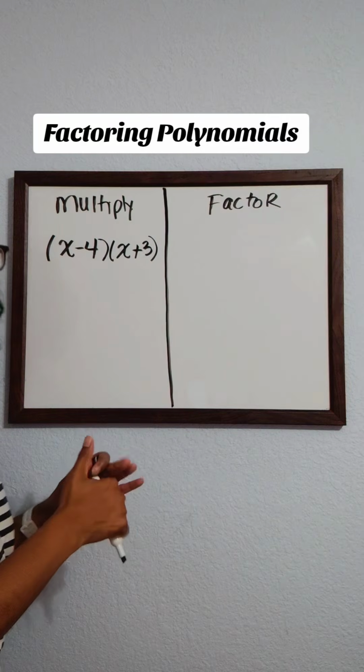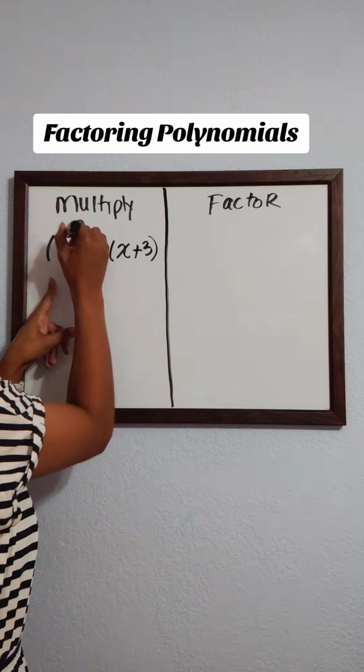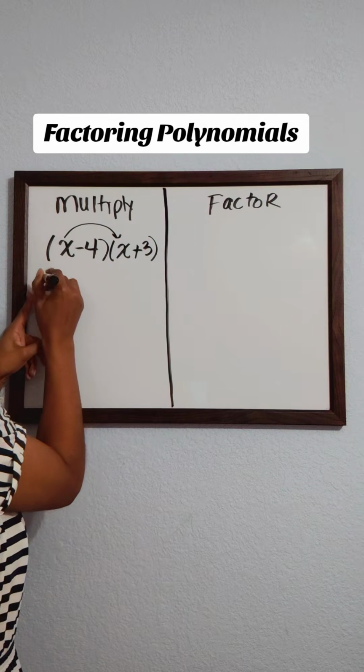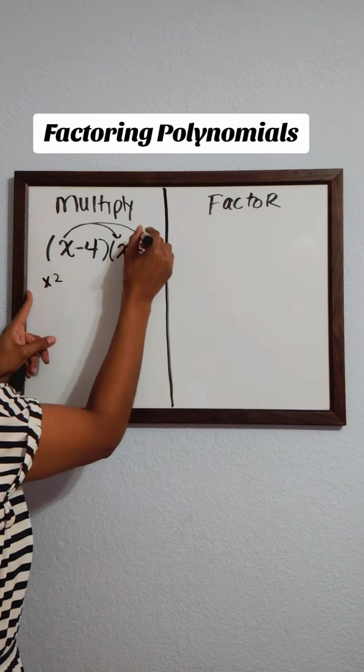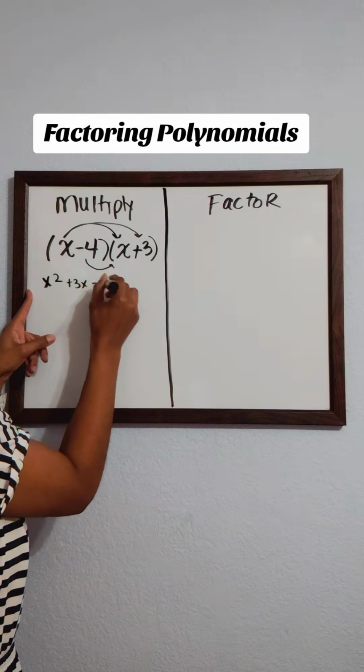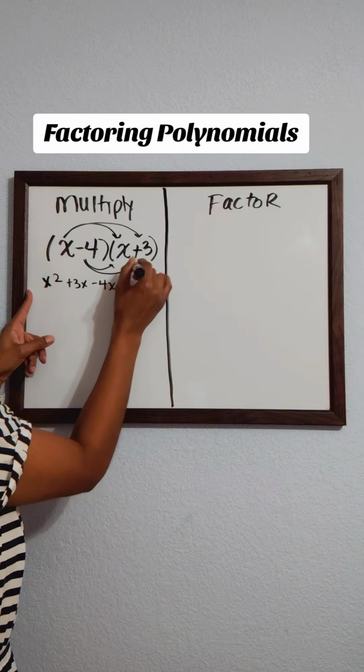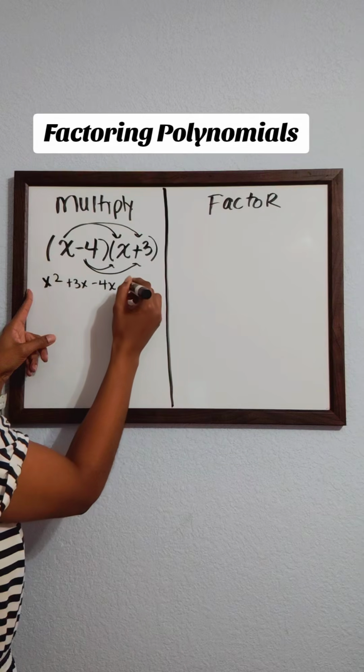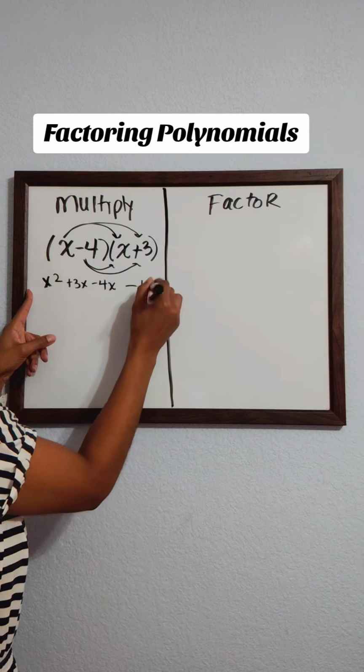Here we're going to use the FOIL method. We're just going to do the first two. So I have x times x, which is x squared. Then I have x times 3, which is positive 3x. Negative 4 times x is minus 4x. And then negative 4 times 3 is negative 12.